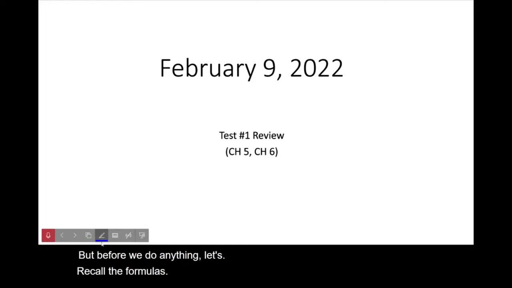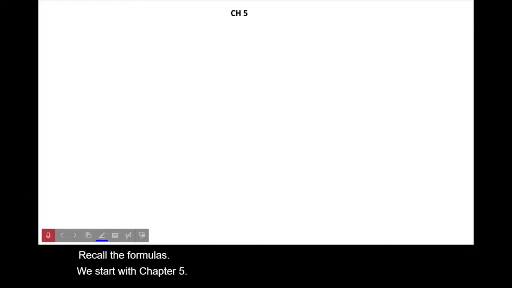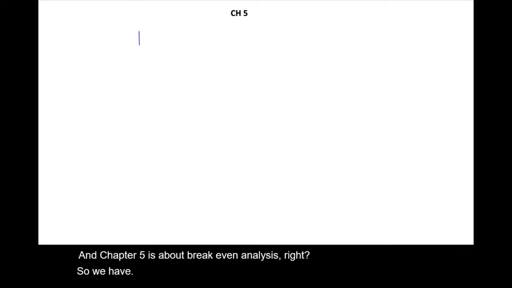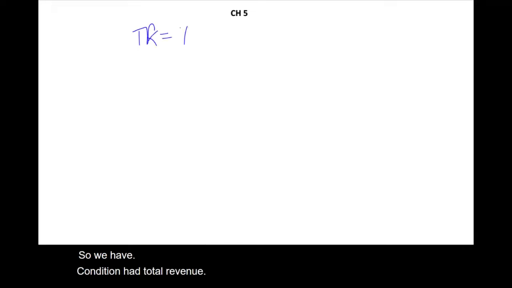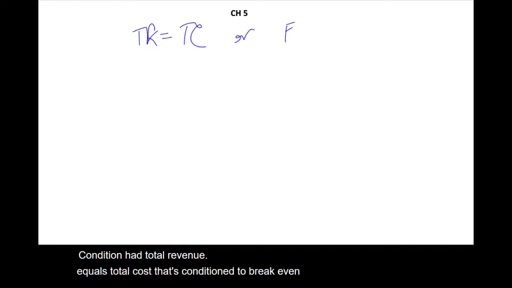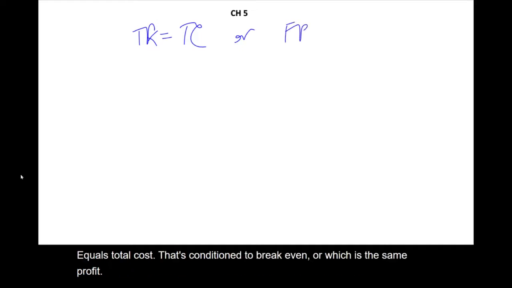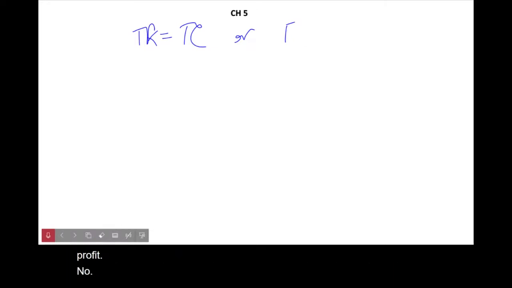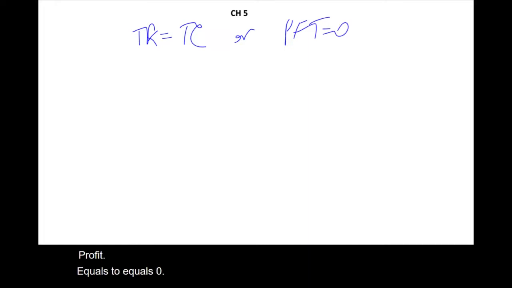Okay, we start with chapter 5. And chapter 5 is about break-even analysis, right? So we have the condition total revenue equals total cost. That's the condition to break even, which is the same as profit. Let me fix that. Profit equals 0. That's a common condition for both cases.